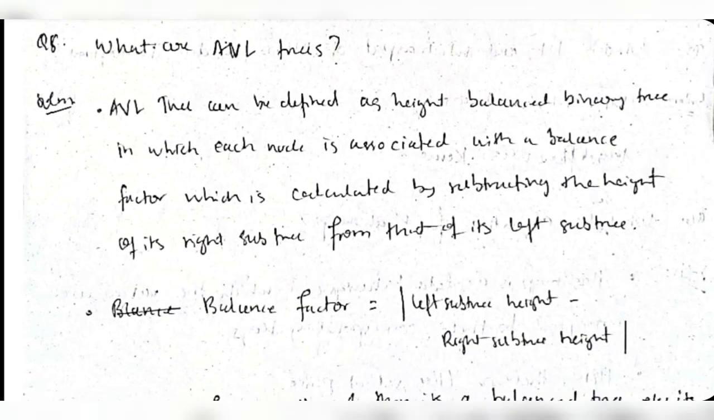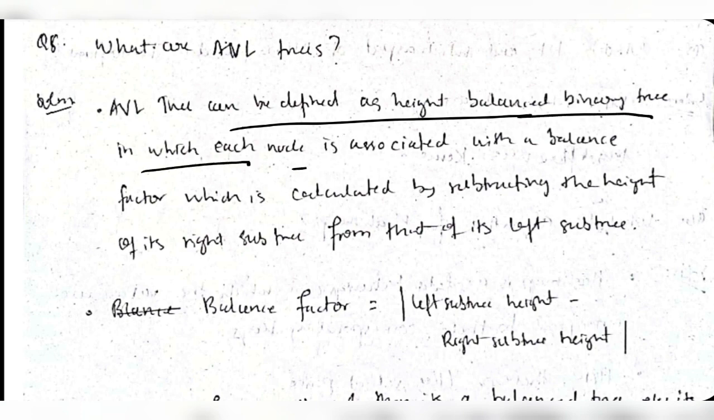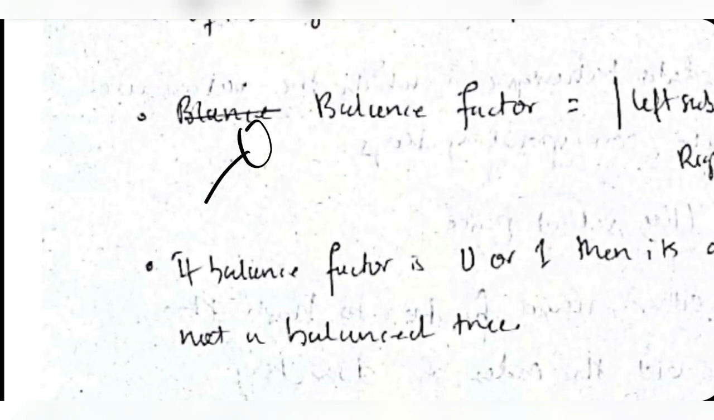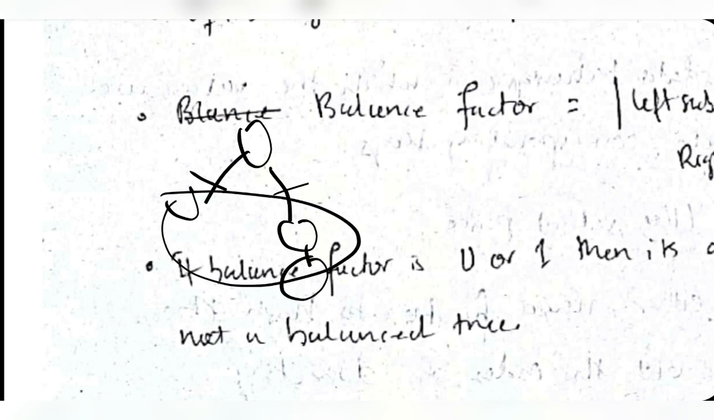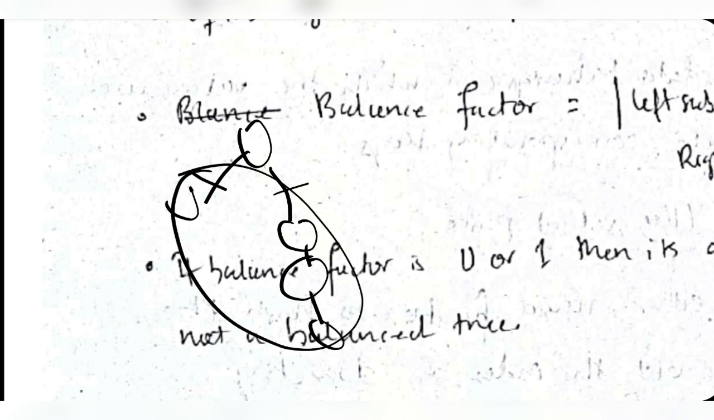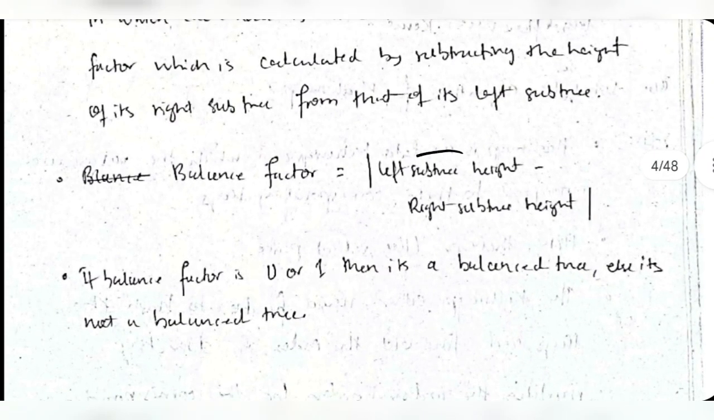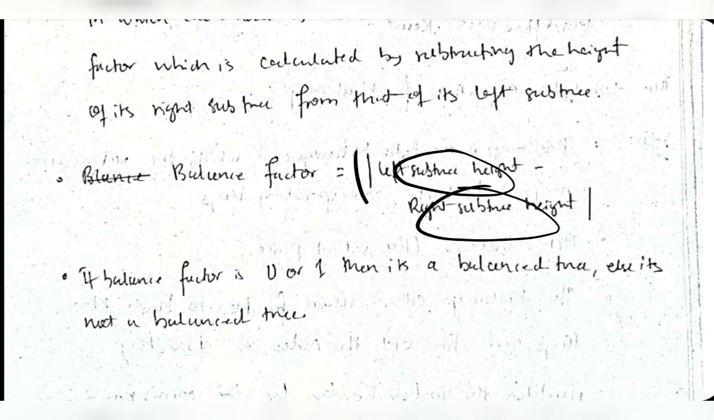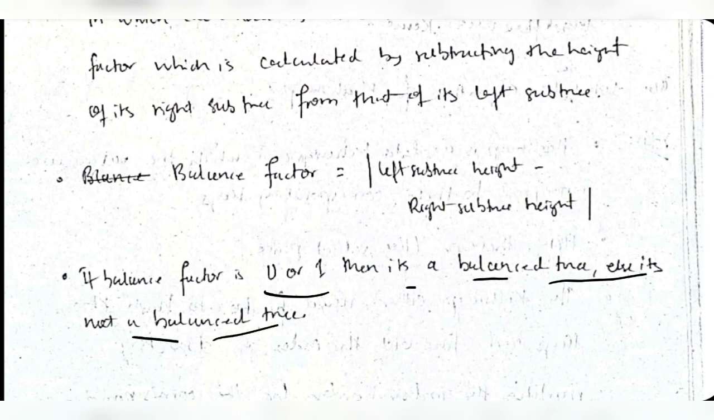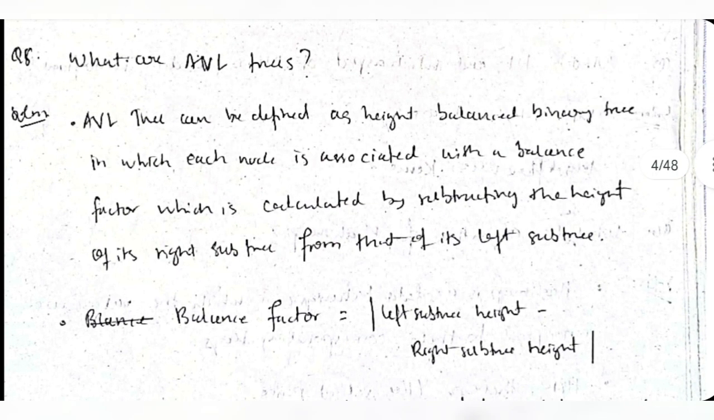AVL trees are defined as height balanced binary trees in which each node is associated with a balance factor. So basically it means that you'll have a tree here in which the difference between the left child and the right child height will be at most 1. This is valid, but this is not valid because height is differing by more than 1. Okay. So the balance factor is calculated as follows: balance factor is equal to the mod value of left subtree height minus right subtree height. Okay. So if the balance factor is 0 or 1, then it's a balanced tree, else it's not a balanced tree. The trees which are balanced are known as AVL trees.